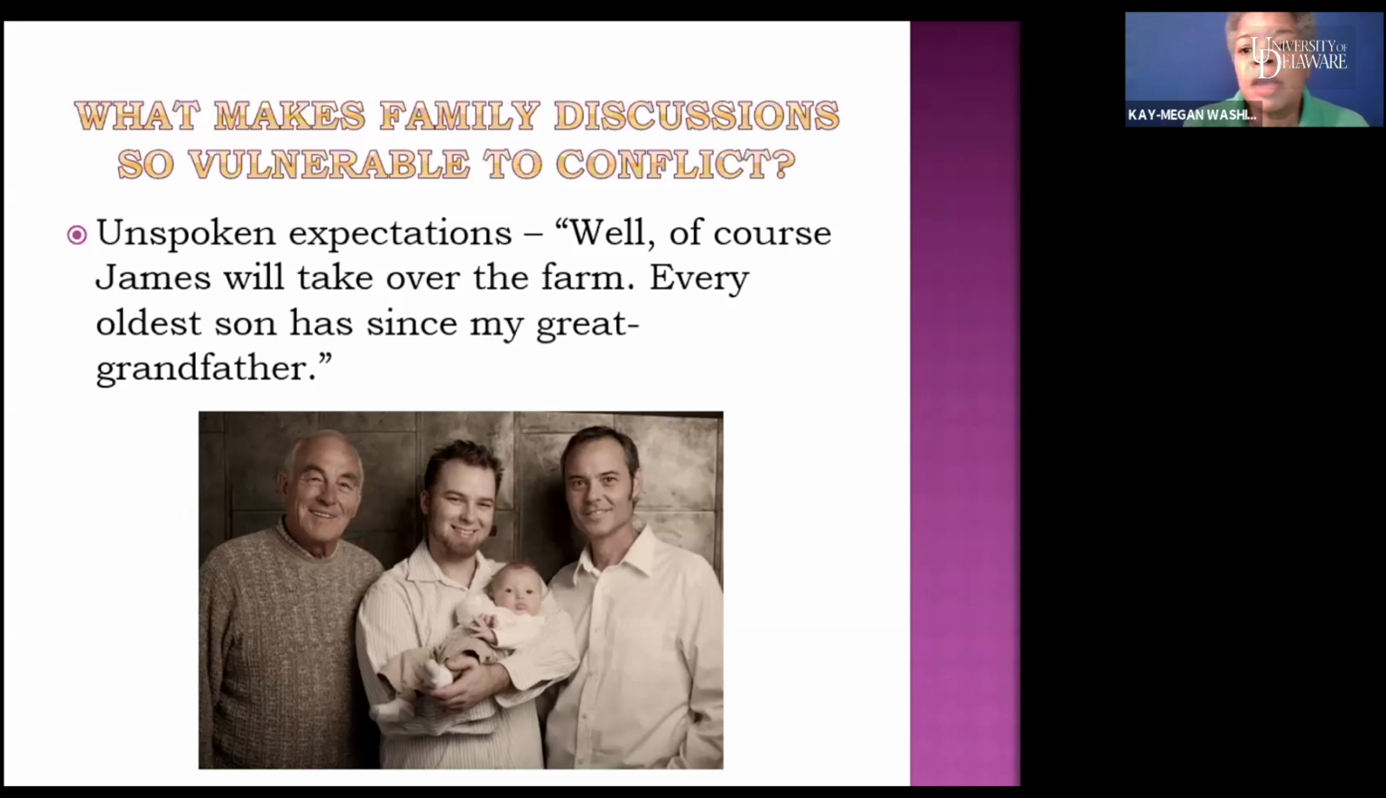Well, it's possible that James doesn't want the farm. You may not have ever had this discussion with James because the assumption has always been James is the oldest son, therefore he will take over the farm. So that can be an issue.